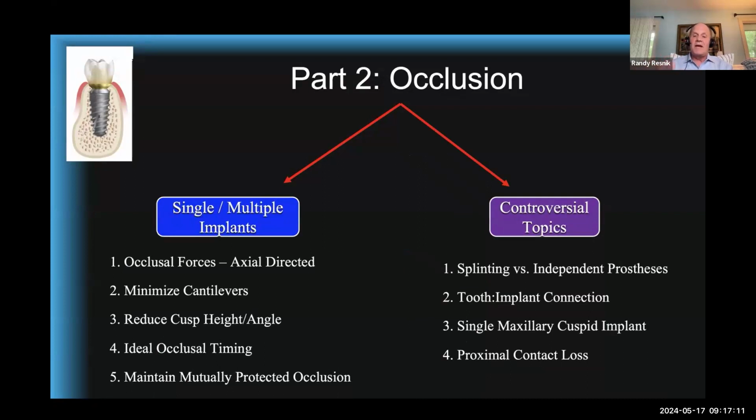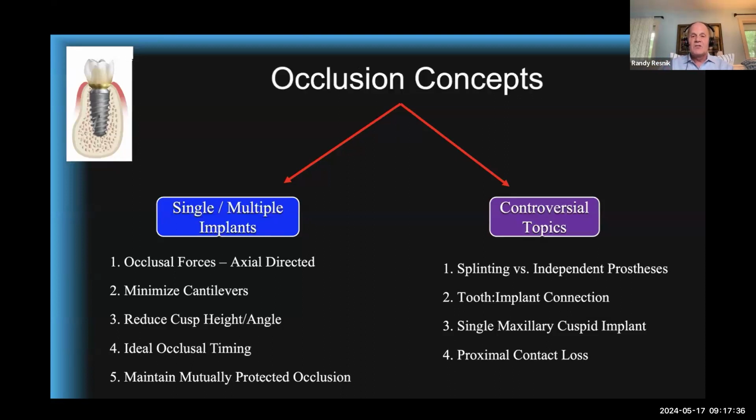Why is the maxillary cuspid implant the most difficult implant to restore from an occlusion standpoint? And what happens if you have proximal contact loss, probably the most common post-op prosthetic complication now in implant dentistry? So we're going to cover all that today, and then I'll do a recap at the very end.